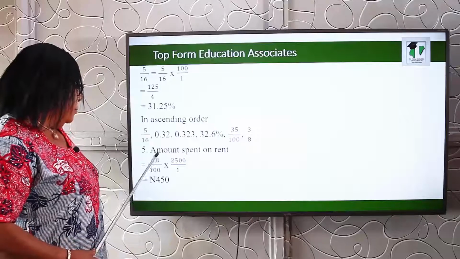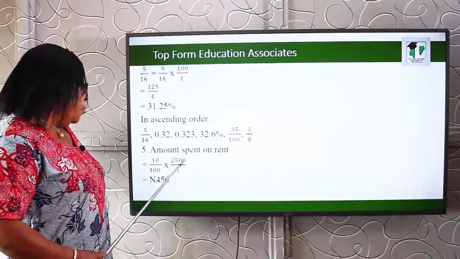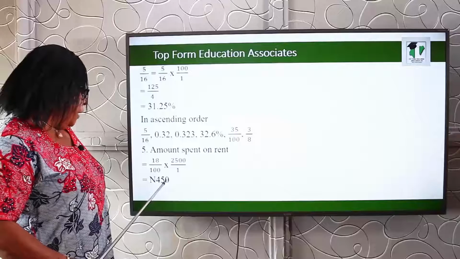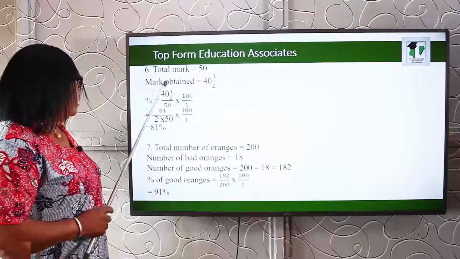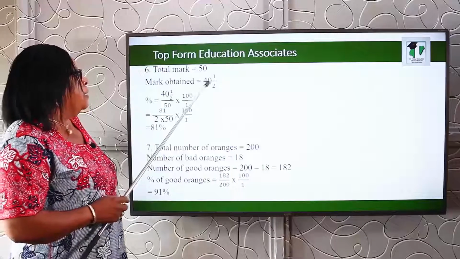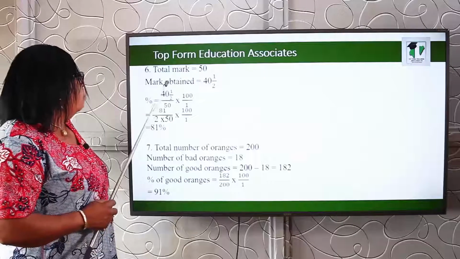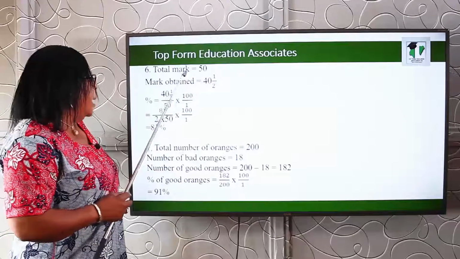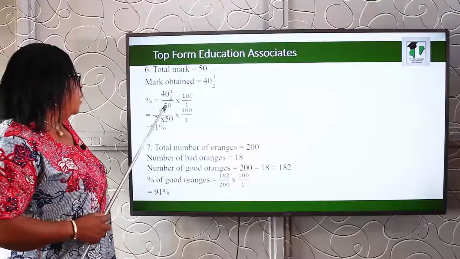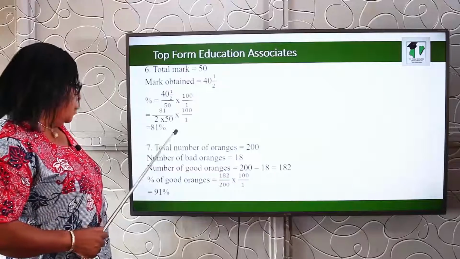Number 5, the amount spent on rent will be 18% of the total earning. That would be 450 naira. Then number 6, the total mark is 50. The mark obtained by the student is 40.5. So the percentage will be mark obtained over total mark times 100 over 1. And that will be 40.5 over 50 times 100 over 1, giving us 81%.